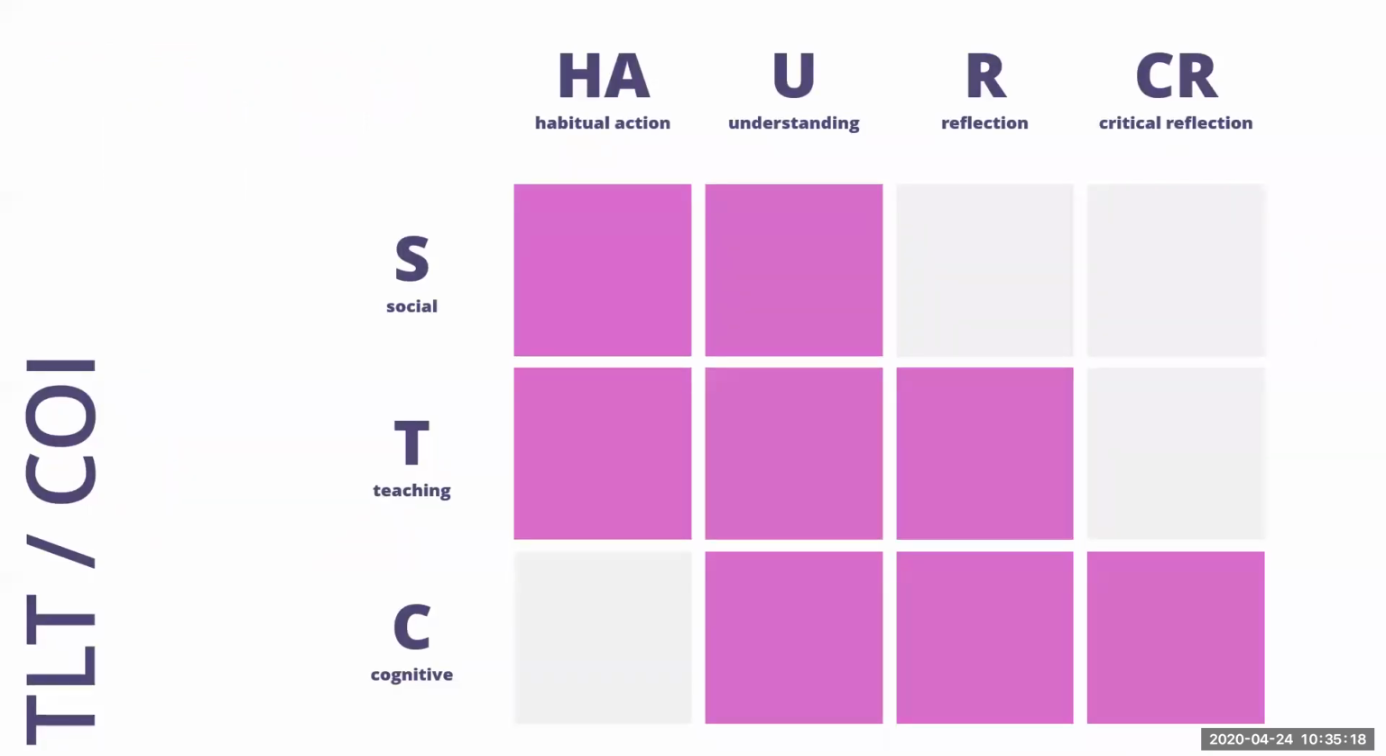And even more specifically, the community of inquiry has statistically significant predictive relationships in this way. So social presence predicts habitual action and understanding. Teaching presence predicts students' engagement in habitual action, understanding, and reflection. And cognitive presence in the community of inquiry predicts understanding, reflection, and critical reflection.